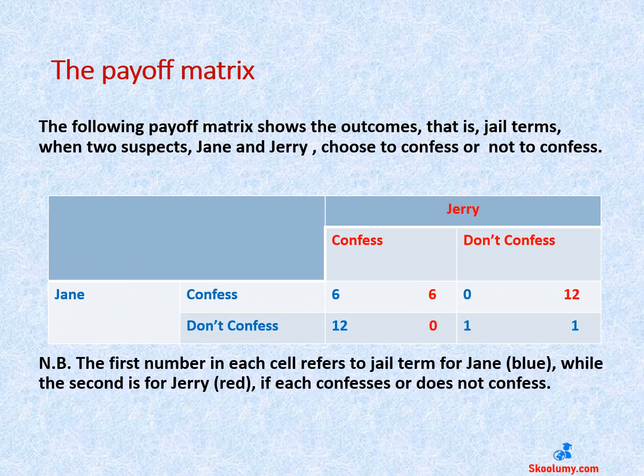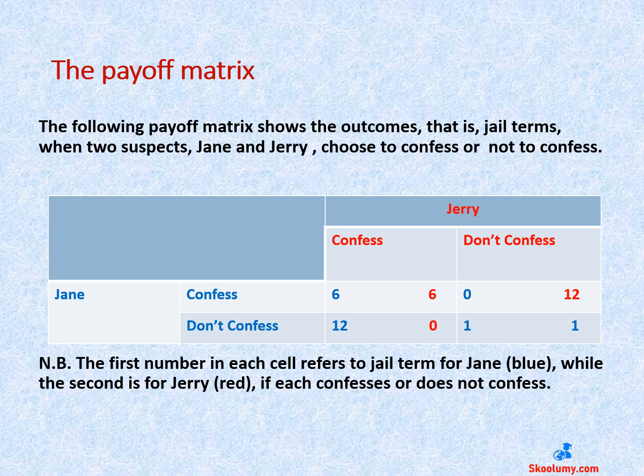Let's consider the options available to Jane and Jerry, the suspects. The following payoff matrix shows the outcomes, the jail terms, when the two suspects, Jane and Jerry, choose to confess or decide not to confess. In the payoff matrix, the first number in each cell, color blue, is the jail term for Jane, while the second number, color red, is the jail term for Jerry, if each decides to confess or not to confess. The actions taken by Jane are in the rows, while those of Jerry are in the columns.